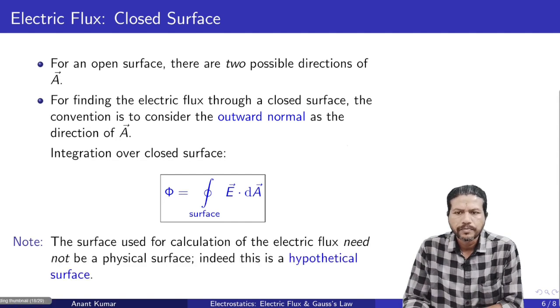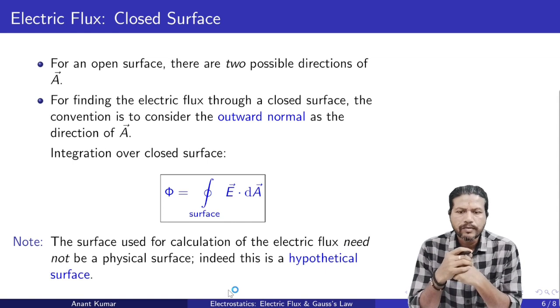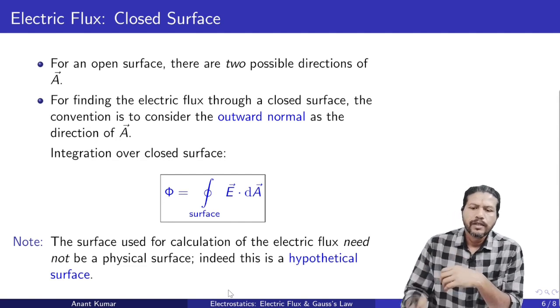Now we should notice that while computing this flux of the electric field, the surface that we are dealing with need not be a physical surface. It might not be a real physical surface; rather it has to be a hypothetical surface. So it's a surface that we have constructed, an imaginary surface. It's not exactly something which is physically present over there. Fine? Okay.